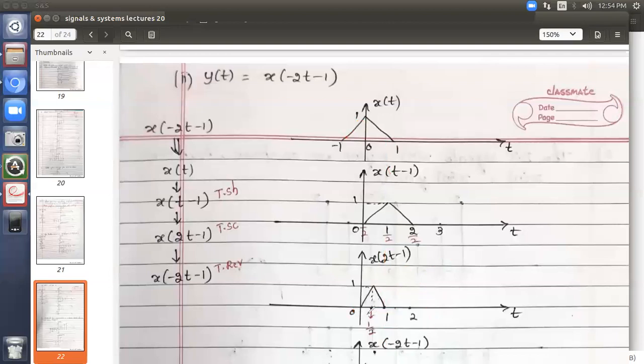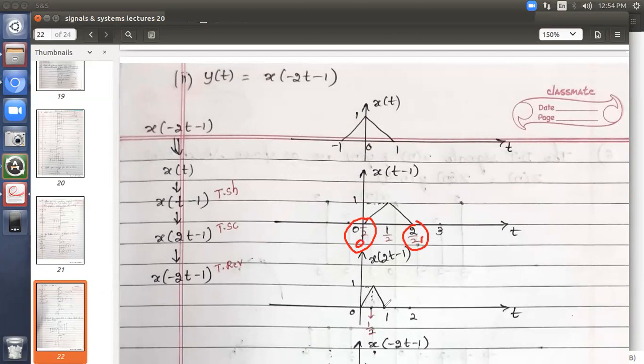Whatever you draw, the original signal's 2 units will be compressed to 1 unit between 0 to 1. So have the comparable measurements. When you divide all the times by 2, you will get the new range as 0 to 1.